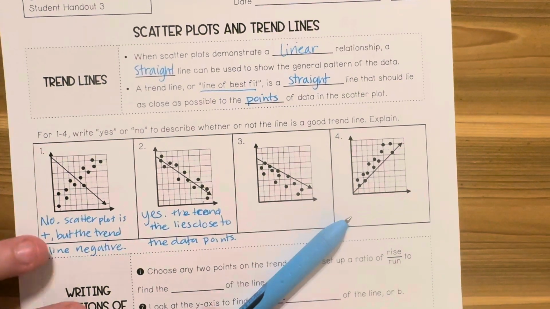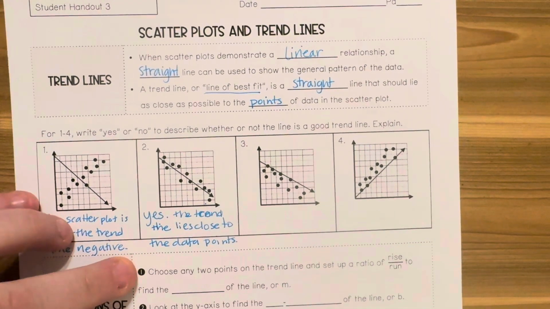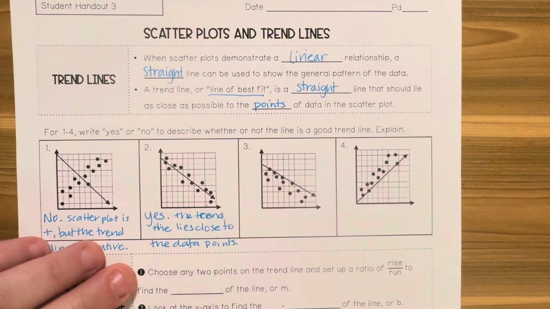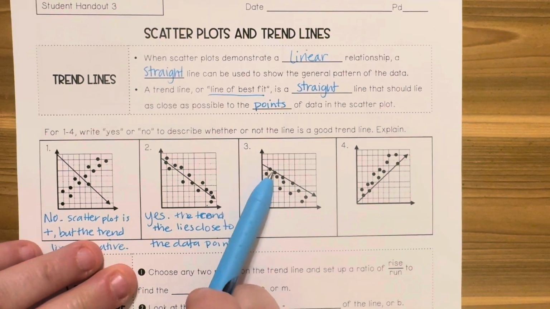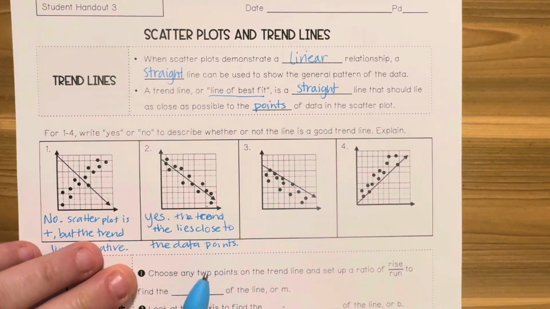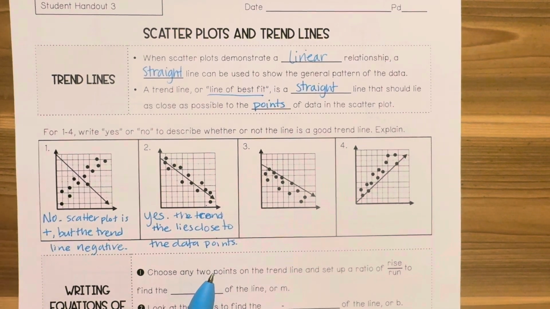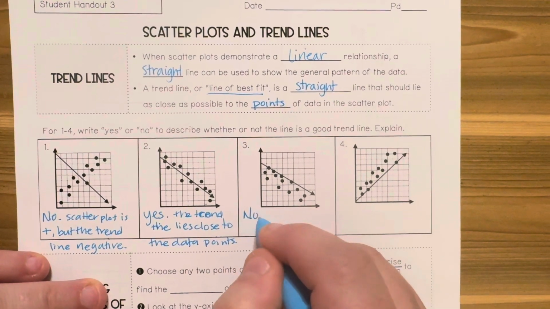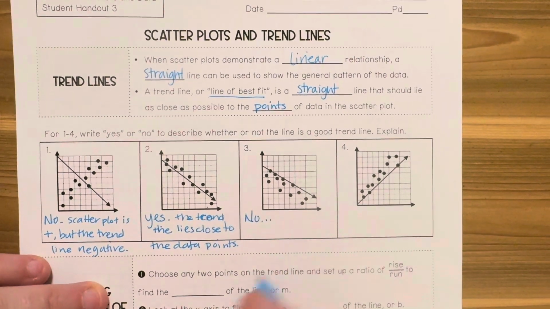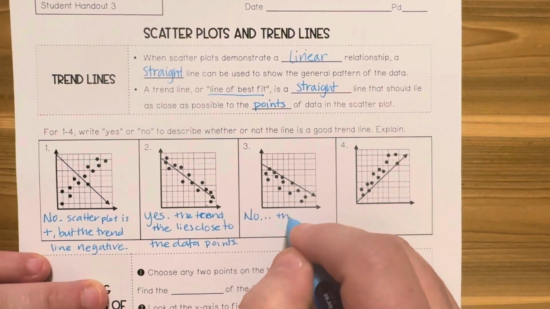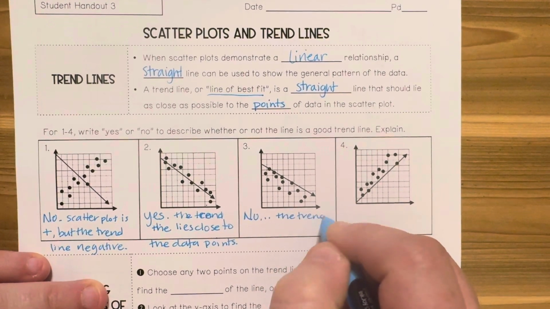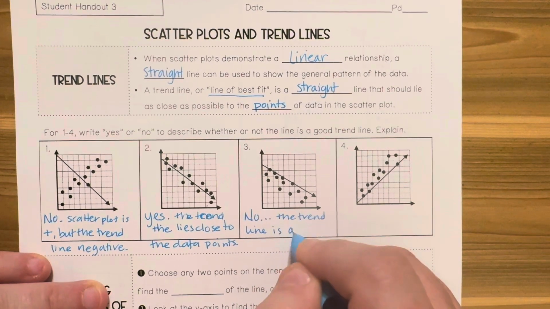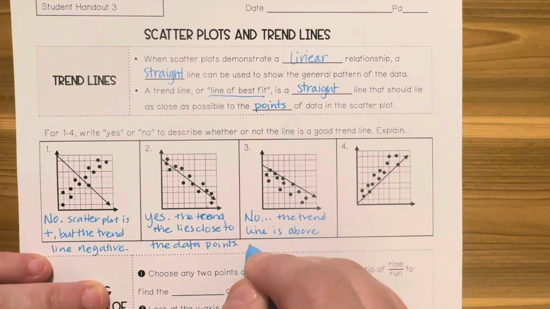However, does that trend line go through most of the data? Right? No, it goes through exactly 1, maybe 2 points, but it doesn't go right through the middle of that data. It's not cutting that data in half. So we're going to say, no, this is not a good trend line. The trend line is actually above most of the data.